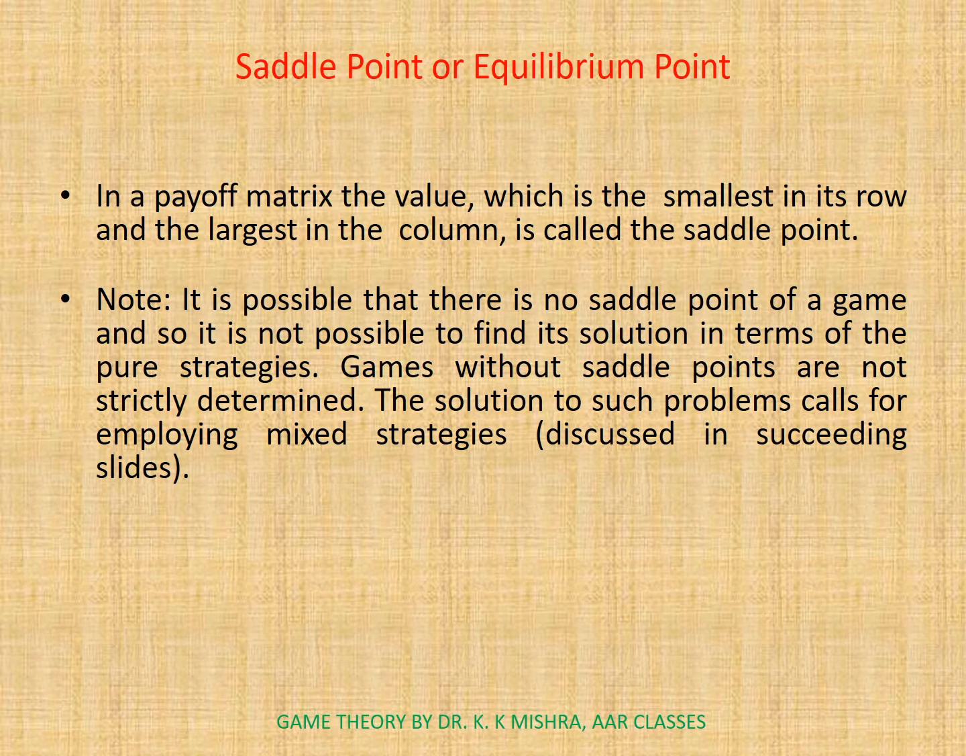Saddle point or equilibrium point. In a payoff matrix, the value which is the smallest in its row and the largest in its column is called the saddle point. A point to note here: it is possible that there is no saddle point in a game, and so it is not possible to find its solution in terms of pure strategies. Games without saddle points are not strictly determined. The solution to such problems calls for employing mixed strategies, discussed in succeeding slides.